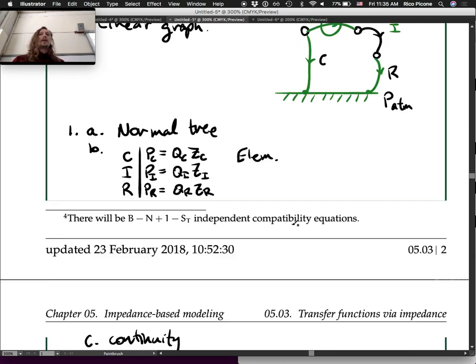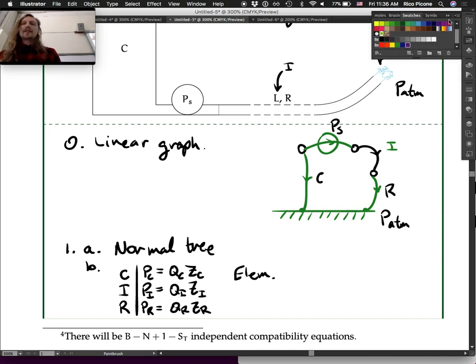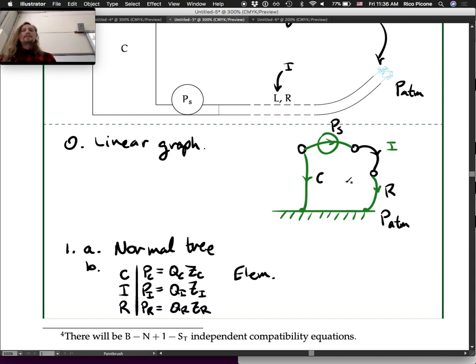And we need to do a continuity equation for each of the passive elements in the normal tree, right? So we need to draw these contours, to go through the whole process. Let's not take shortcuts on this one. We need to write a contour for each passive element in the normal tree, which is to say we need to write a continuity equation for C and one for R.